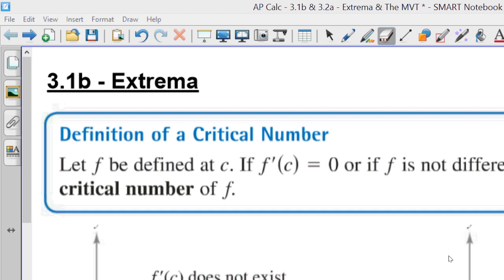Alright guys, so for this video, we will be talking a little bit more about extrema.